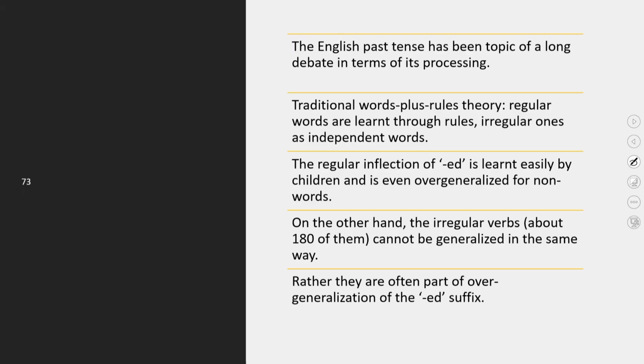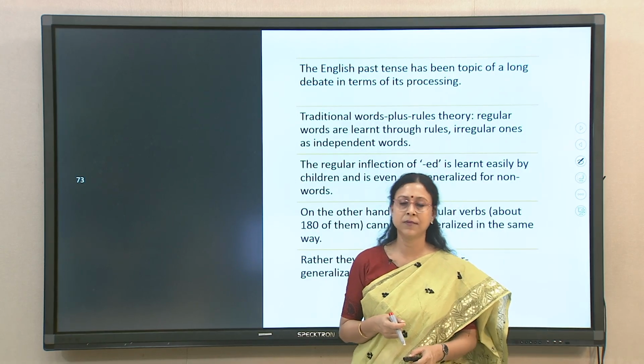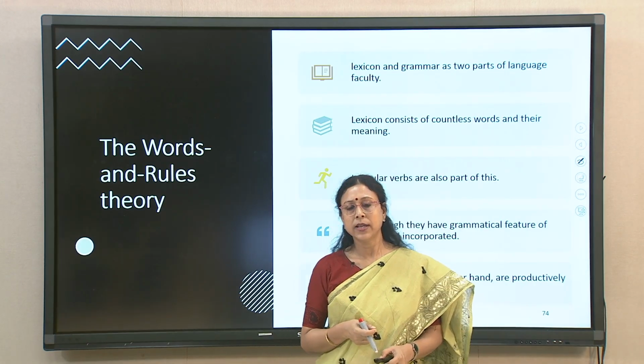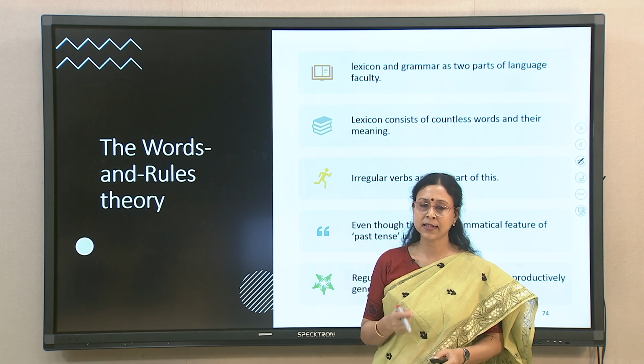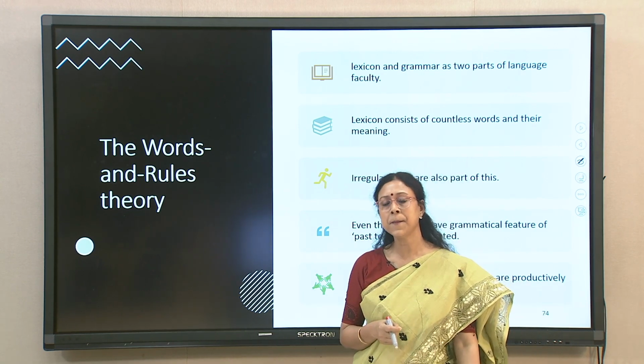So, regular inflection of -ed is learnt easily by children and even overgeneralized very often. On the other hand, the irregular verbs in English, there are about 180 of them, cannot be generalized in the same way. In fact, they are often victims of overgeneralization by the regular verbs. So, we will discuss only two different theories here.